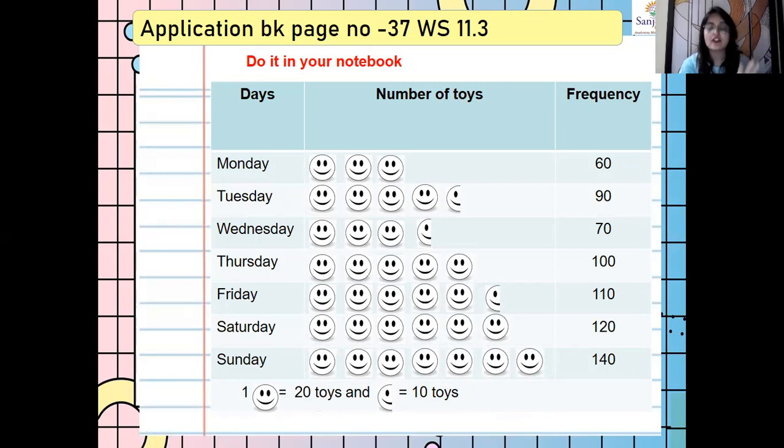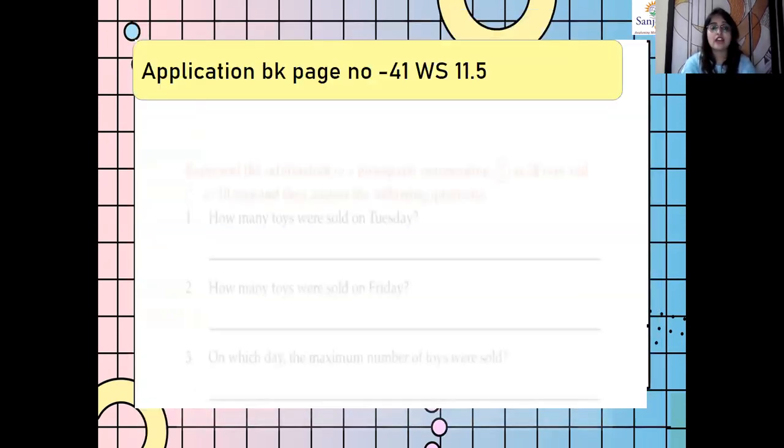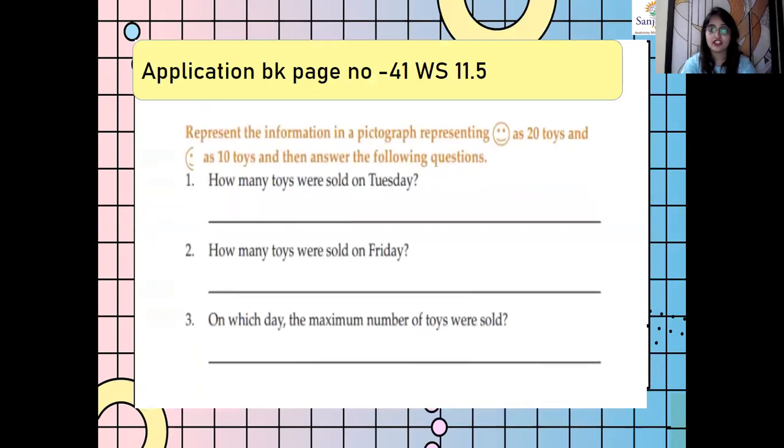Okay. So this way you have prepared the pictograph for the data given there according to the key given there. Yes, the key was already given. 1 smiley stands for 20 toys and half smiley stands for 10 toys. So similarly, we have drawn in our notebook. Now after this, we also have the questions which we need to answer in your application book, page number 41, worksheet 11.5.